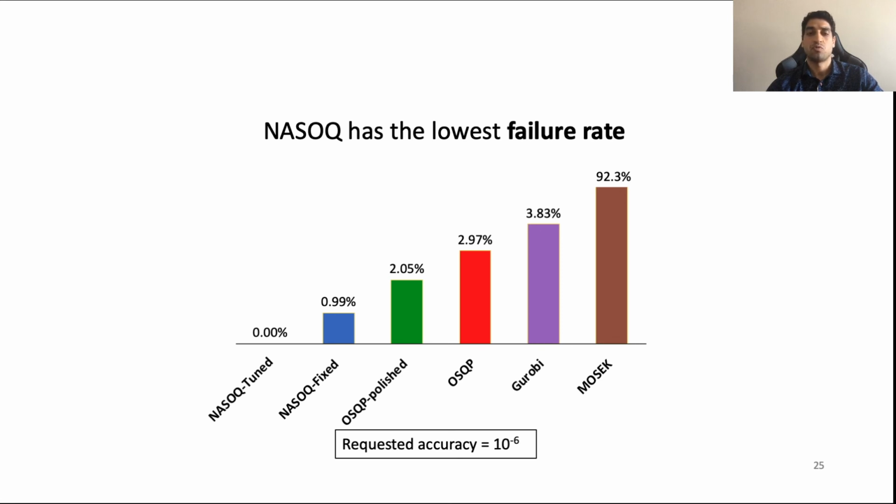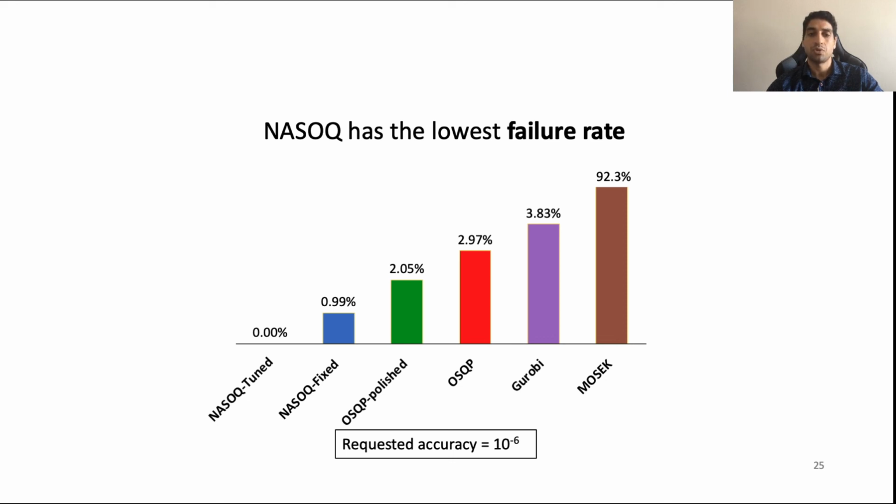NASOQ fixed provides fast convergent behavior at the cost of slightly less accuracy, while NASOQ tuned can be a bit slower while offering best convergence thus far. Our paper includes a complete analysis across a wide range of accuracies. Here I'm demonstrating results for a requested accuracy of E-6 for all measures.